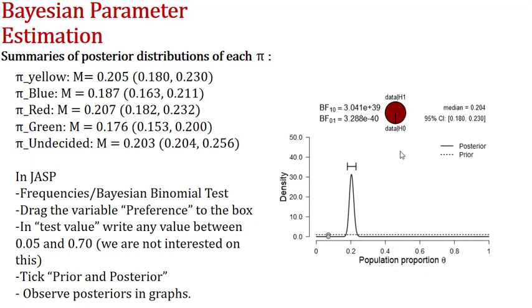Okay, so basically, it's an interesting graph that shows you the confidence interval. That's for yellow. You see the pi of yellow, 0.18 to 0.23. The confidence interval is there. It shows you the prior, which is a beta with A1 and B1. So it's a uniform prior, and it shows you the posterior, which is here.